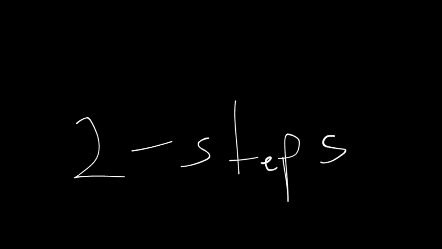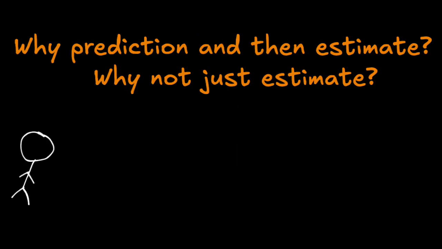This is why the Kalman filter consists of two steps, prediction and update. Why do we need a prediction step? Why not just estimate it from the get-go?